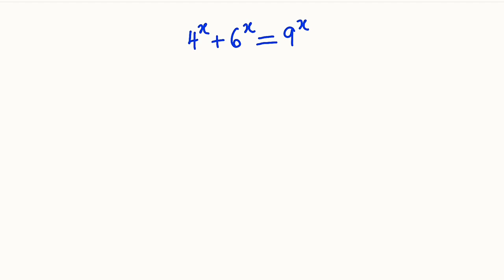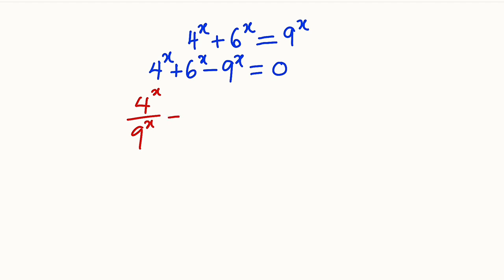First of all, let us rearrange the equation, bring every term to the left. We have 4 to the power of x plus 6 to the power of x minus 9 to the power of x, which crosses over, and to the right we have 0. Next, let us divide every term here by 9 to the power of x. So we have 4 to the power of x divided by 9 to the power of x plus 6 to the power of x divided by 9 to the power of x minus 9 to the power of x divided by 9 to the power of x, and to the right we have 0 because 0 divided by 9 to the power of x is still 0.